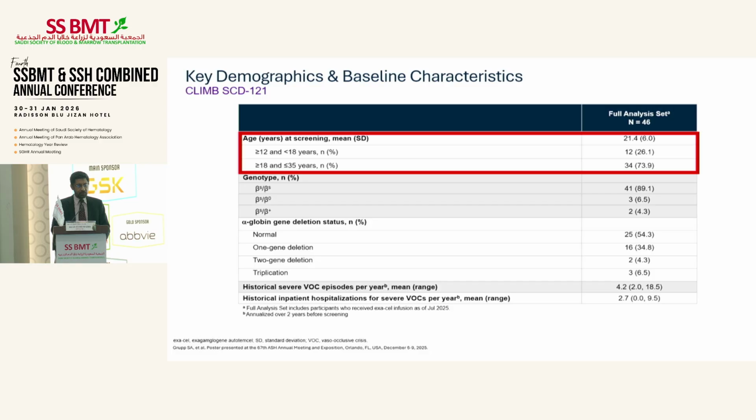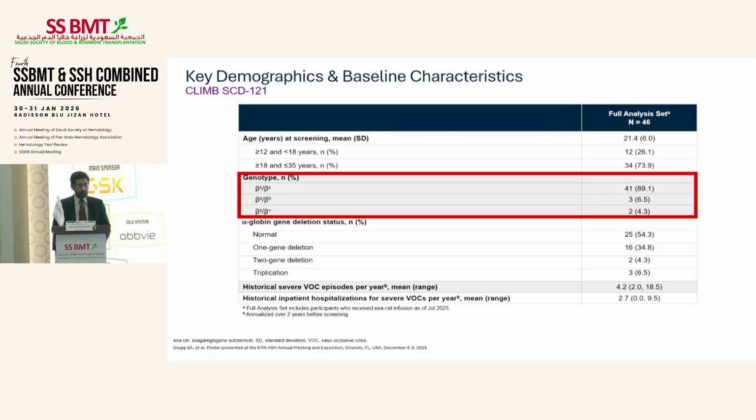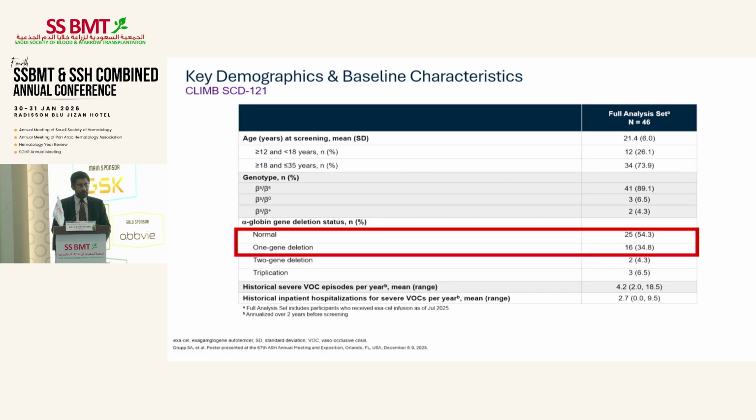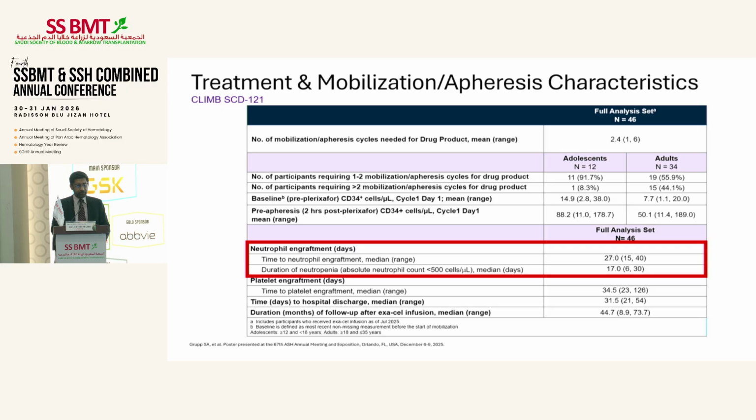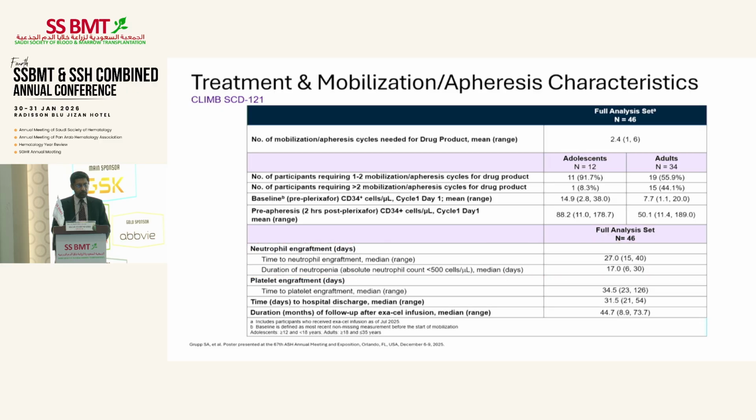So the age was about 21, 46 patients were enrolled in this trial. The majority were actually 18 to less than 35. The majority were hemoglobin SS disease, 90% of the patients, and very few patients had one gene deletion of alpha gene. There are very few of 2 gene and triple gene deletions enrolled in this trial. So the engraftment was about 1 month of neutrophils and about 1 month for platelets.